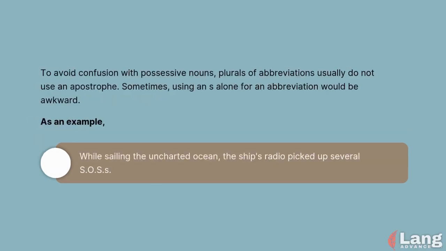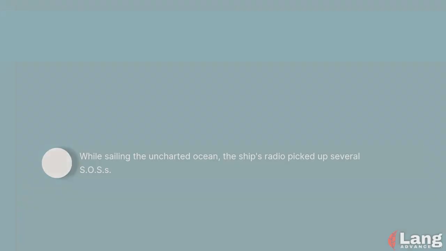To avoid confusion with possessive nouns, plurals of abbreviations usually do not use an apostrophe. Sometimes using an S alone for an abbreviation would be awkward. As an example, while sailing the uncharted ocean, the ship's radio picked up several SOSs.